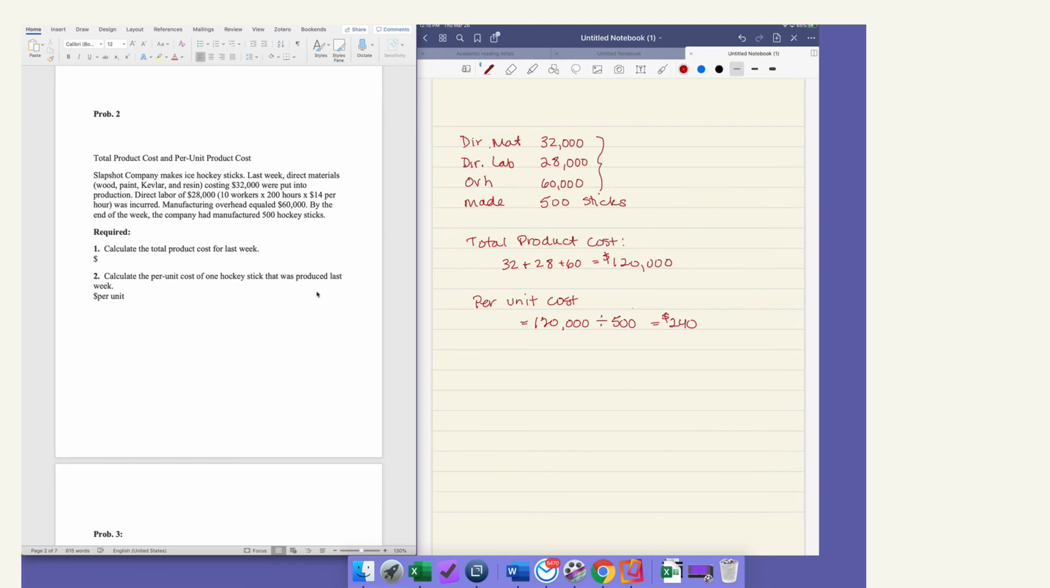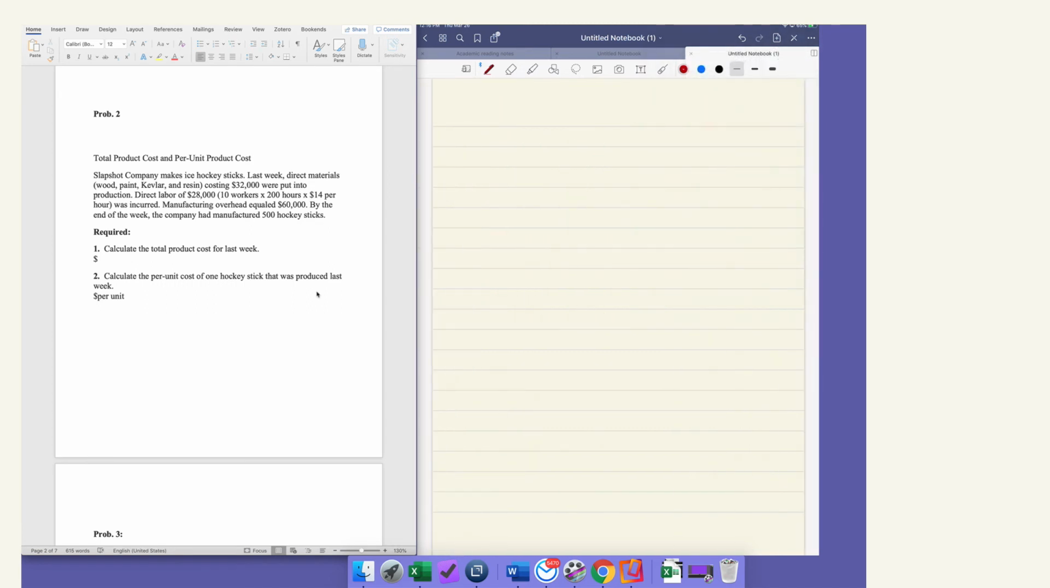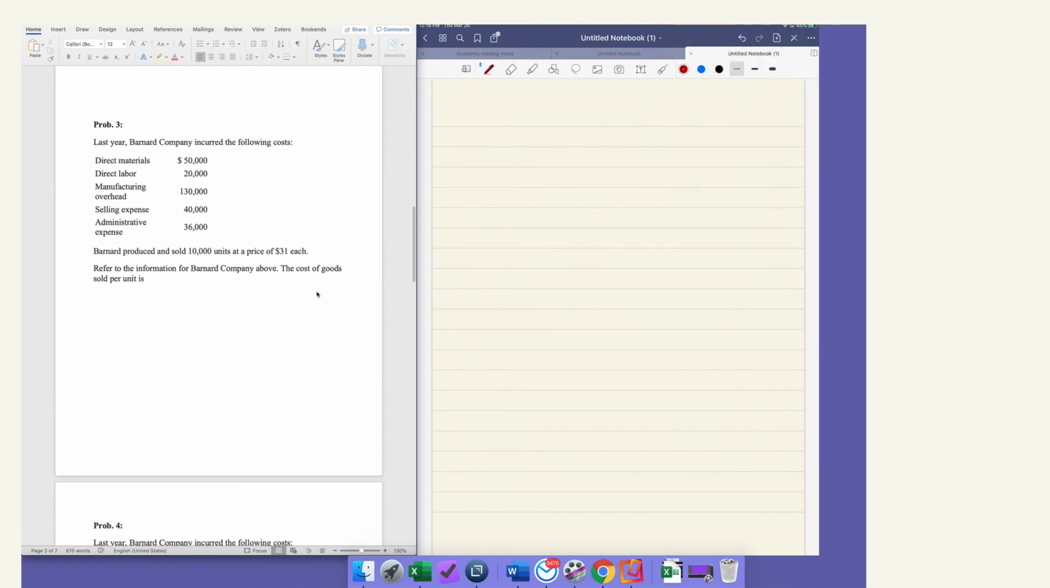Which seems really high. But it is what it is. I don't know what hockey sticks cost. Okay, easy enough. Next problem. We have Barnard Company. And this one we're going to have the same values for several questions. You're seeing a pattern here, I'm sure, right?